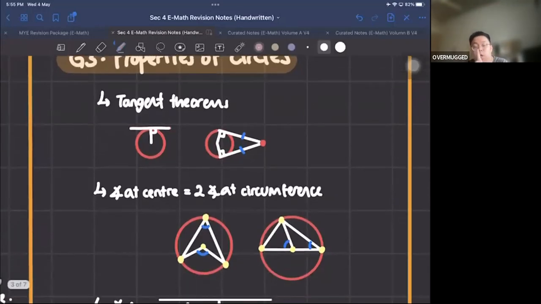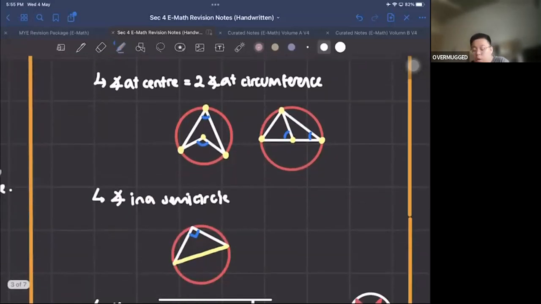For the tangent theorems, there are two. Remember that your tangent is perpendicular to the radius. If your tangent touches at a point and then goes to the radius, this is a perpendicular line. If you have two tangents extending towards an external point, actually the lengths of the lines are equal.